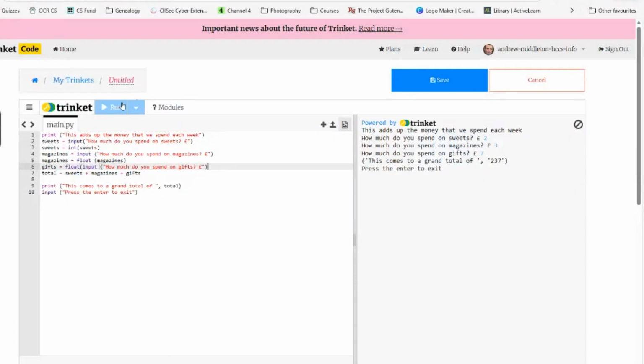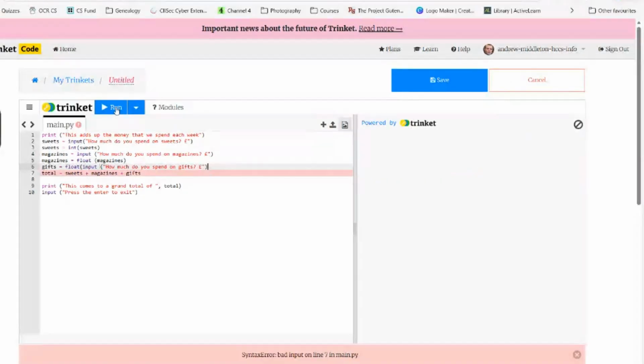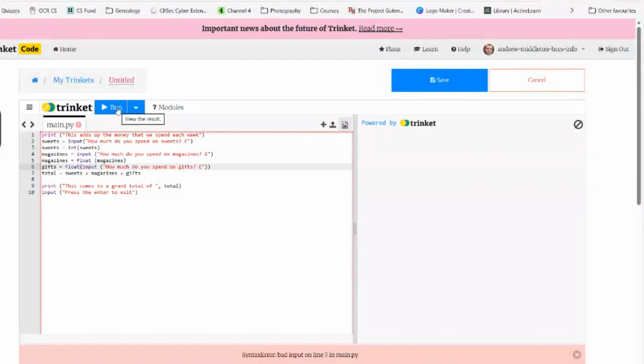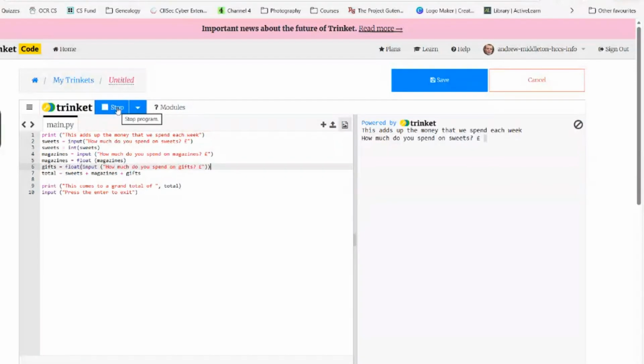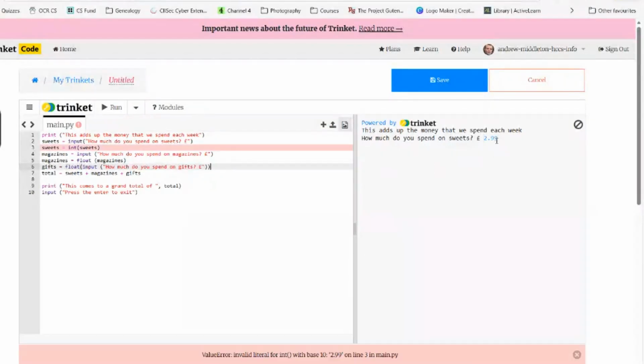Let me show you. If I run that, the error looks like it's saying there's a problem on line 7, and that confuses you. And it's not that the error's on line 7, it's the error's at the end of line 6. It's the failure to put in that double bracket, and that's what's tripped people up. So now if I run that and it says how much do I spend on sweets, if I put 2.99 in, it goes wrong, and it says, I'm sorry, that has to be a whole number.